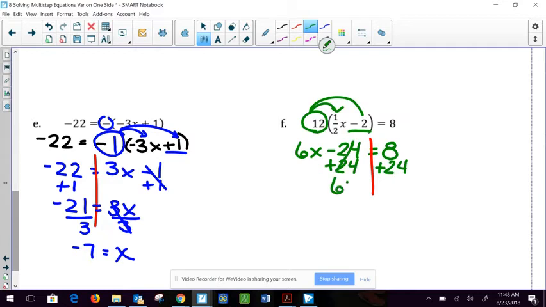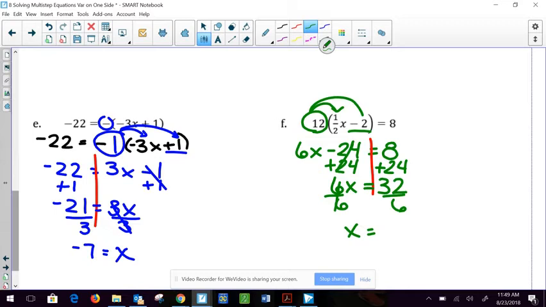So I have 6x is equal to 8 plus 24, which is 32. Final step, I need to divide both sides by 6. If you divide this in your calculator, you're going to see that you get a repeating decimal. I believe it's 5 point something repeating. We can't have it written that way.